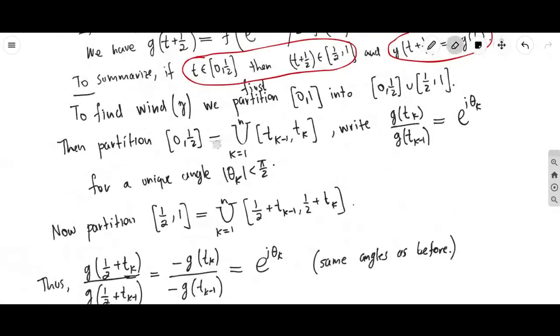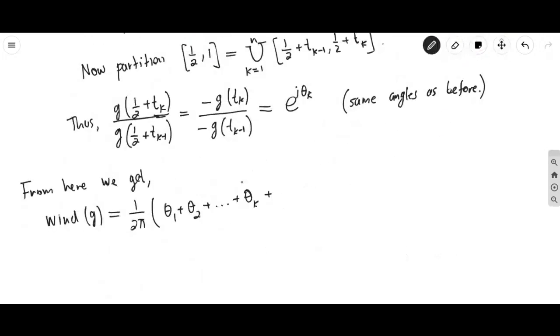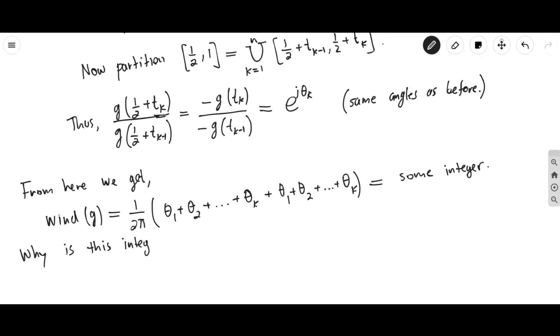The reason for this is because we're calculating the change in the angle from 0 to 1/2, and then we have to calculate it again over that interval. But because of the symmetry, it's the same angles again. So the angles just repeat all over again. So theta 2. Okay, so now it has to be an integer, right? The winding number is an integer. So in the end, we're going to get some integer. And the question is, why is this integer odd?